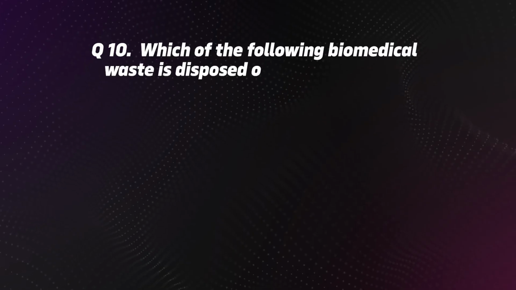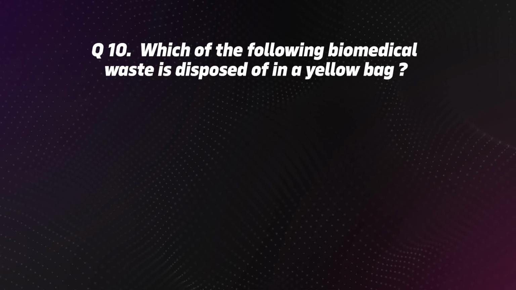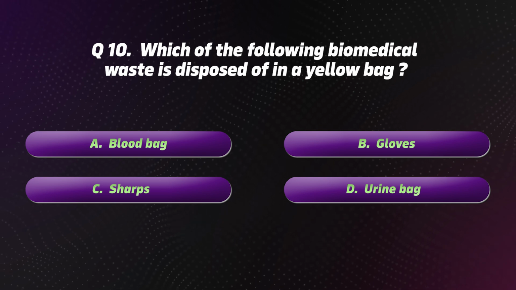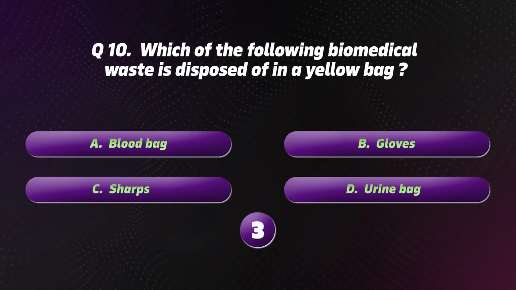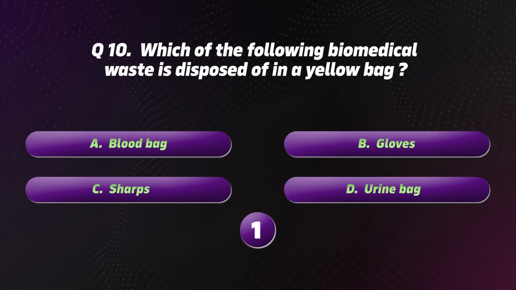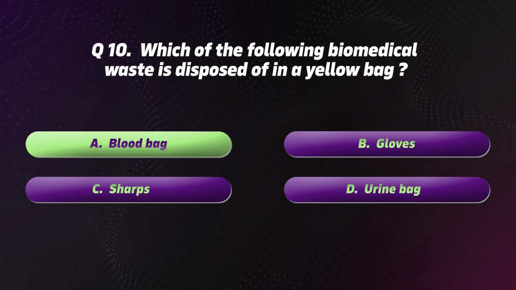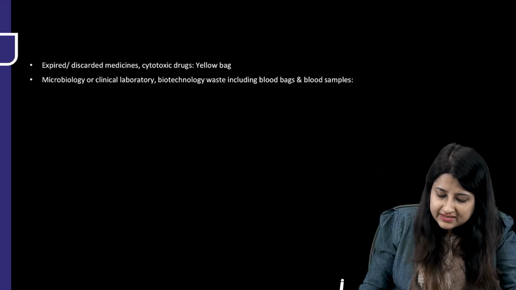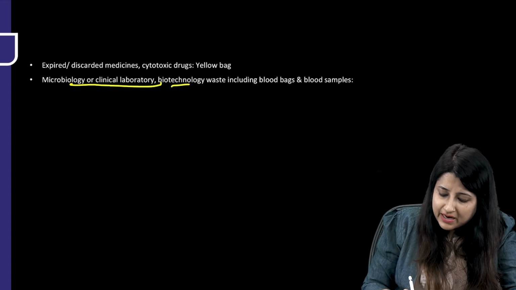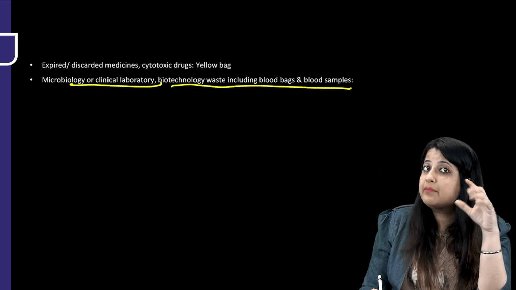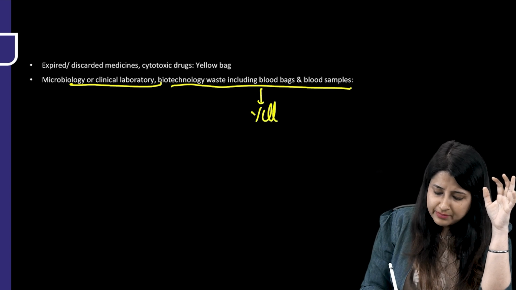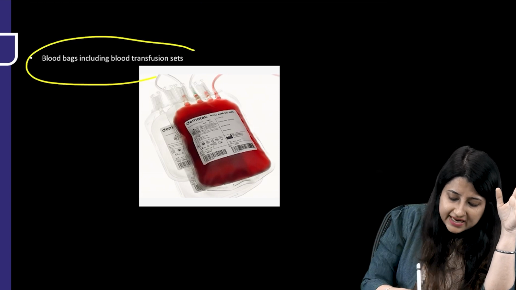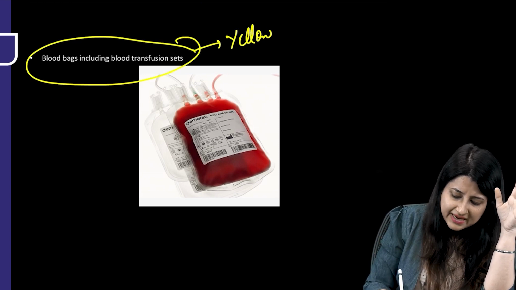Question 10. Which of the following biomedical waste is disposed of in a yellow bag? Here are the options. A. Blood bag. B. Gloves. C. Sharps. D. Urine bag. And the correct option is A. Blood bag. Here is the explanation. So expired discarded bed, cytotoxic drugs, yellow bag, microbiology or clinical lab, biotechnology waste, including blood bags and blood samples. I told you blood bag, yellow. Blood transfusion set, yellow. So blood bags including blood transfusion sets, again just reminding you, yellow.